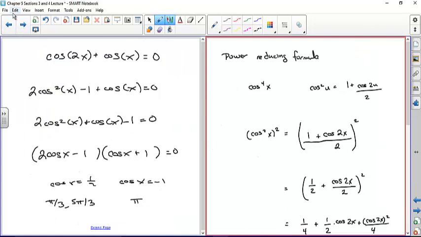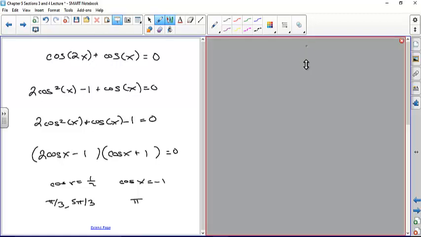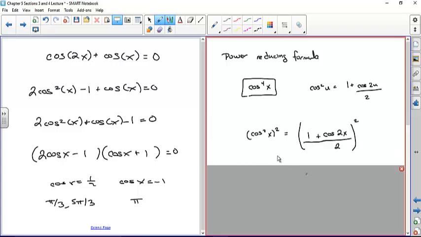Okay, next one is the power reducing formula. And let's say, how do you rewrite this cosine to the fourth of x into something that just involves the cosines, not cosine squared, but just cosines. Okay, so let's show you how to do that. So cosine to the fourth is cosine squared of x squared. So like x squared squared is x to the fourth. So these are the same.